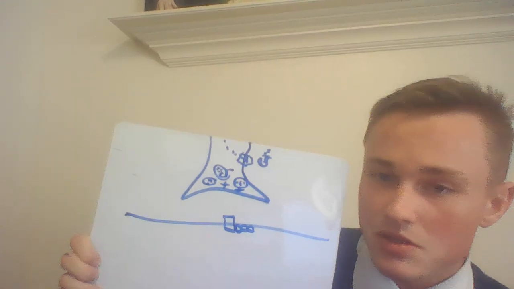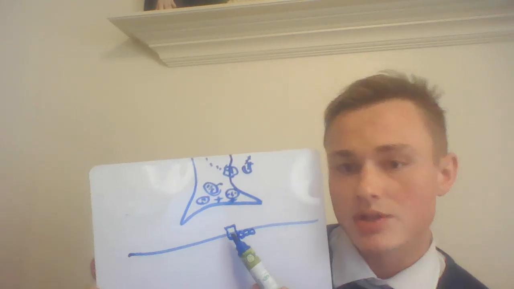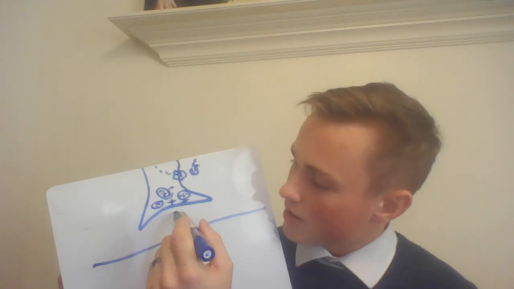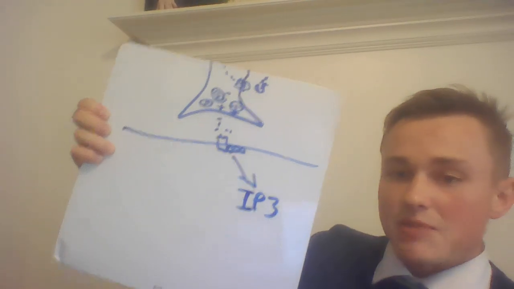Because of an action potential. That's all the same. But instead of an N1 receptor here, we just have a G protein. Acetylcholine acts as ligand, activates G protein. G protein activates a second transmitter known as IP3.